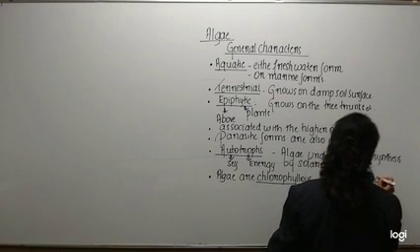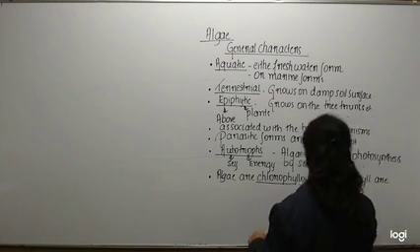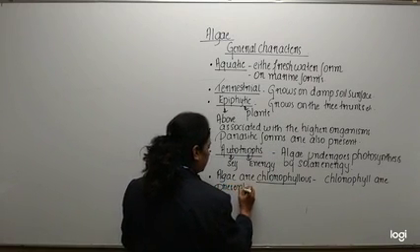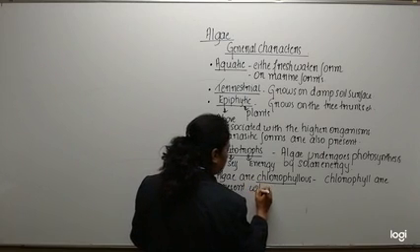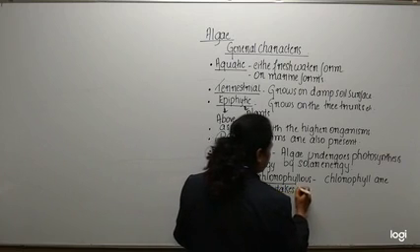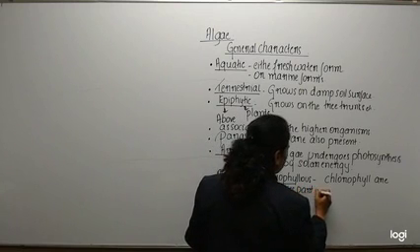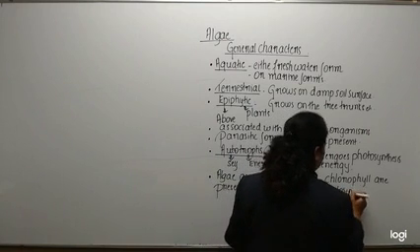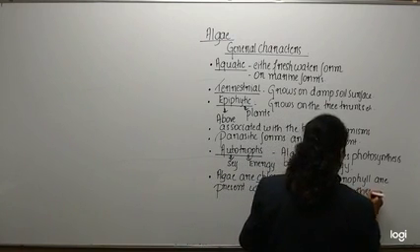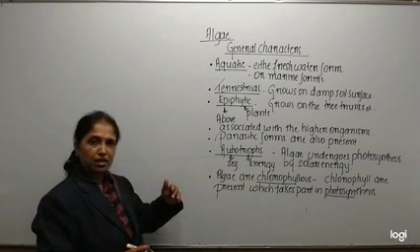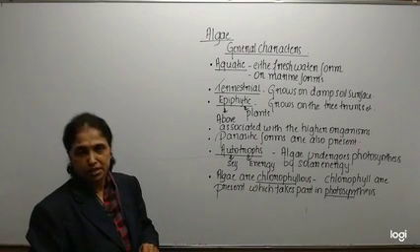Chlorophyll is present, and it takes part in photosynthesis. And here, when we mention this, these pigments we call chlorophyll pigments. Different types of chlorophyll pigments are present.